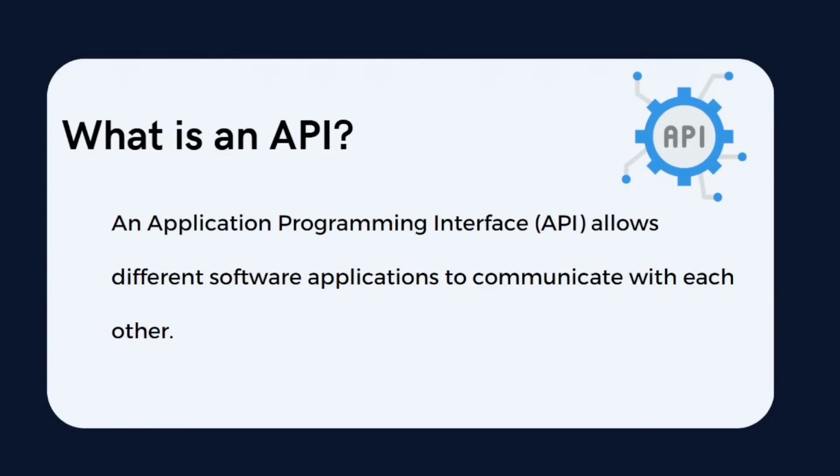Basically, it is like a bridge, like a waiter. It can share our data. It can communicate between softwares through the API. Basically, an API is an intermediate that can be used to communicate between both softwares. An API is a programming interface that allows different software applications to communicate with each other.